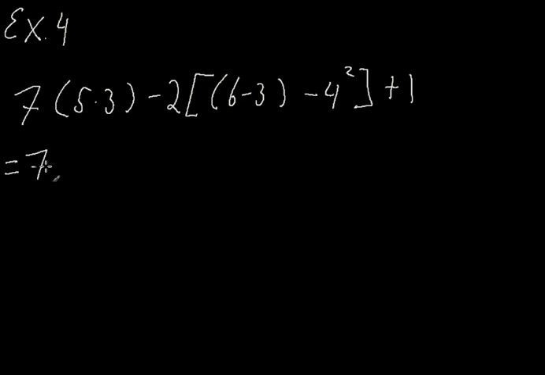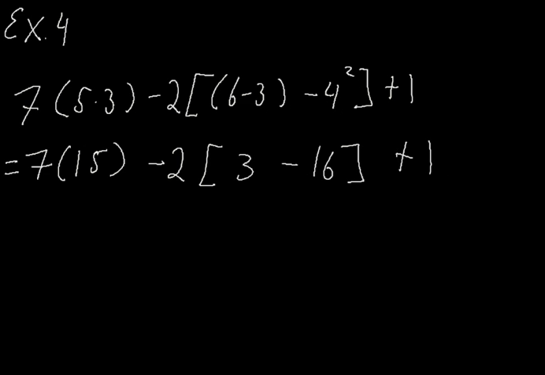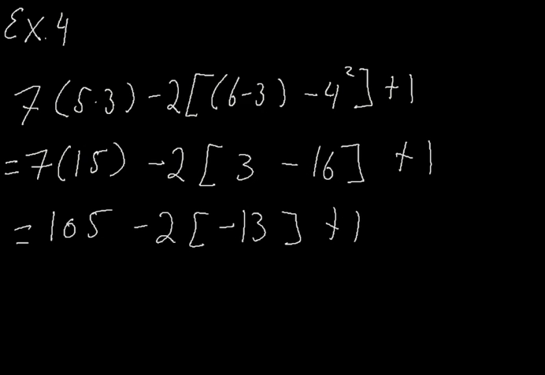Anyway, so this would be 7 times 15 minus 2, and then 6 minus 3 is 3, minus 4 squared would be 16, and then we still have that lonely 1 there. Now, what do we have? So we have 7 times 15. Well, what's that? That's 70 plus 35, so that would be 105 minus 2 times 3 minus 16, that's going to be negative 13, plus 1.